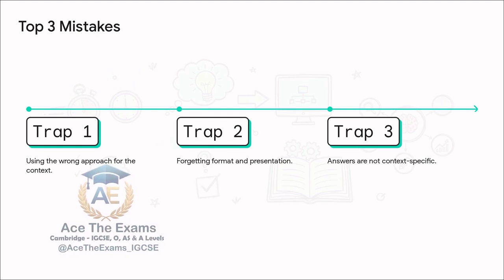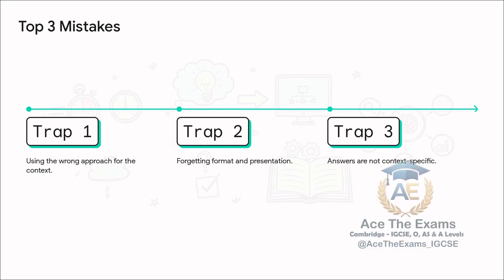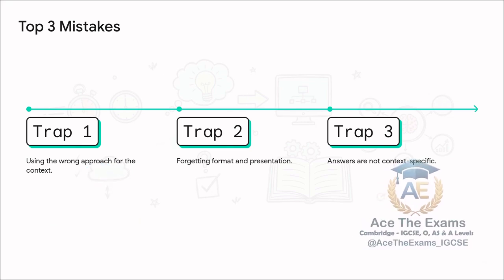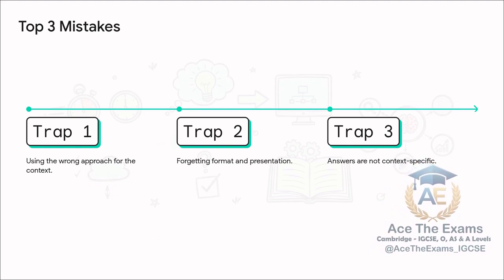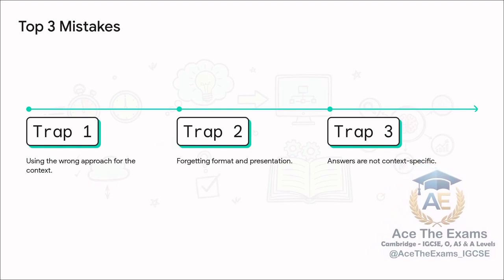Trap number 2, forgetting format. The command word explicitly says list and explain, but Sam, our rushing student, just writes a massive unformatted block of text. The examiner explicitly wanted a structured list. You didn't give it to them, you lose the marks.